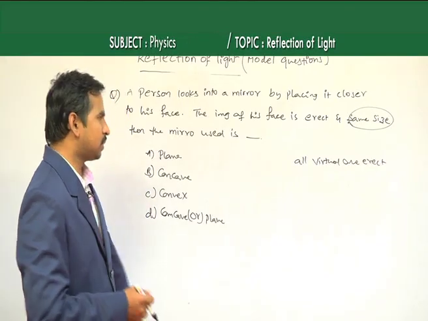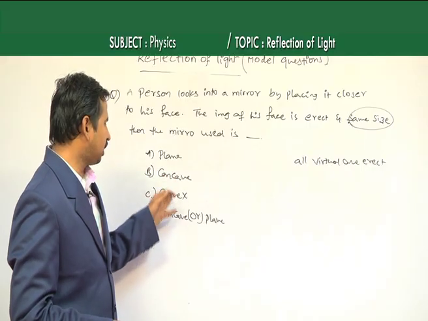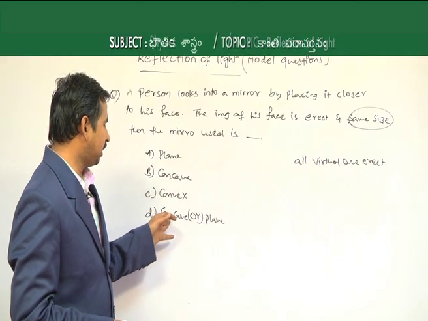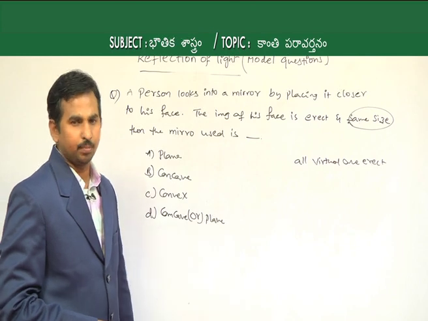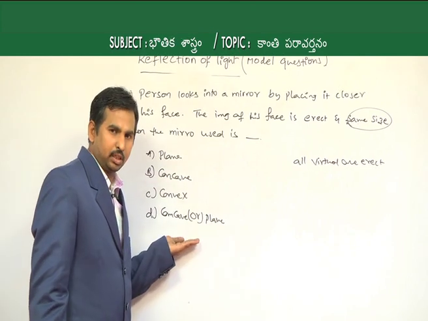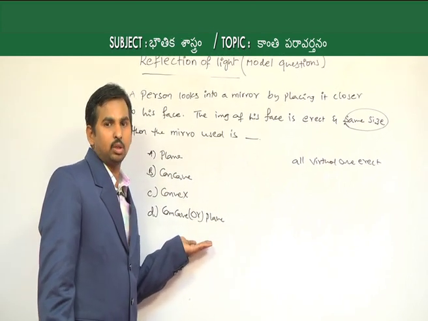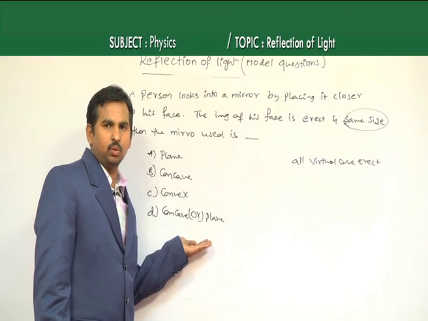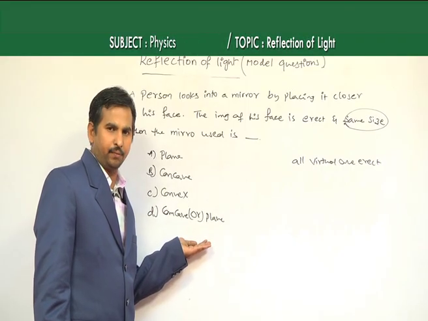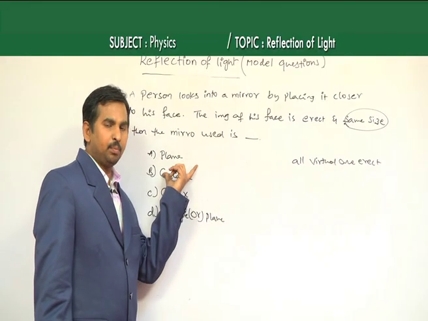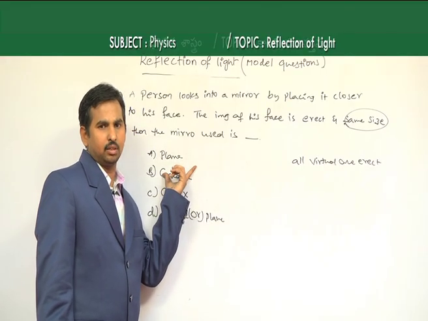As in the given options we have plane mirror, concave, convex, or D, concave or a plane mirror, we cannot take the concave mirror, because a concave mirror forms an erect image only in one case, and that too it forms a magnified image. So, that is why the plane mirror is correct in this case.